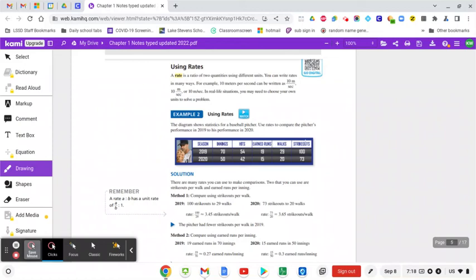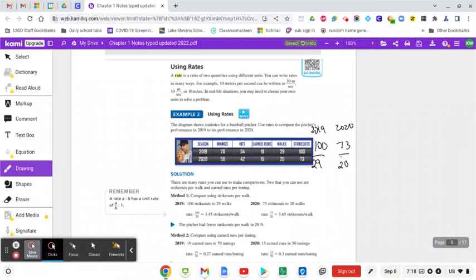So if we're talking about how many strikeouts they had compared to how many walks they had, we can say that they did 100 strikeouts for every 29 walks, and this was in 2019, whereas in 2020, they had 73 strikeouts for every 20 walks.